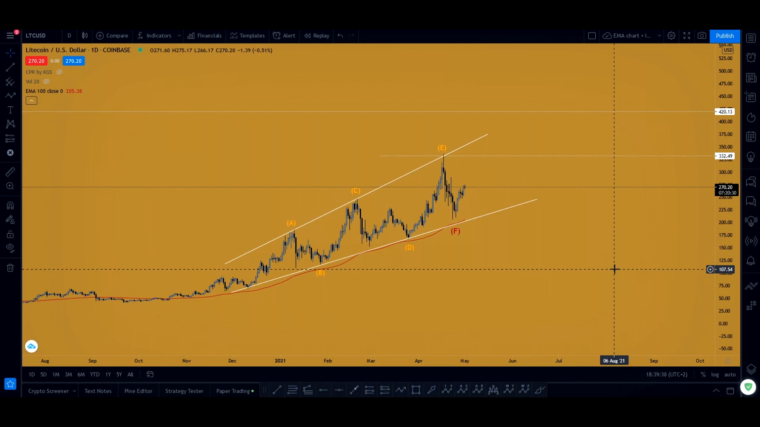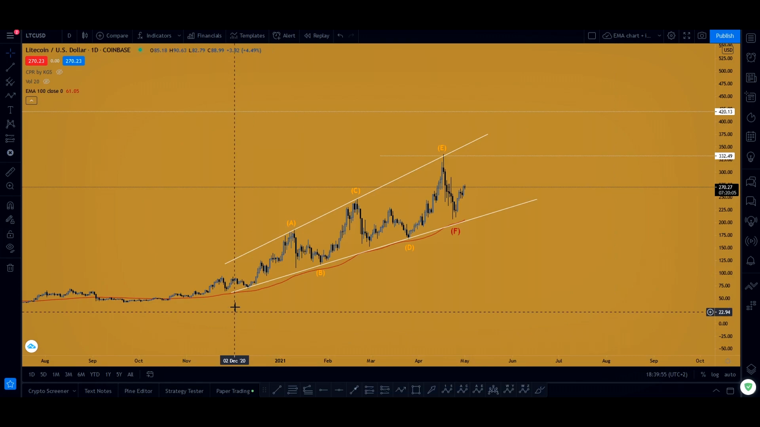As you can see right here, I'm on the Litecoin US dollar daily chart, and we have an ascending broadening wedge. So right now I'm waiting to see what it's going to do, because we have this wedge, but we need to wait for a confirmation, which I'll explain in a few minutes.